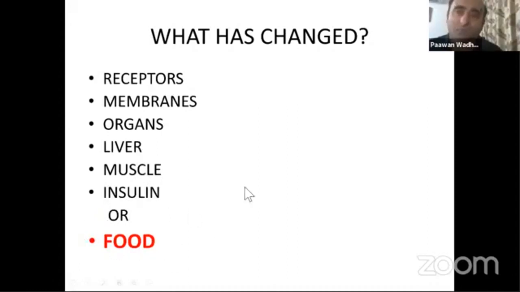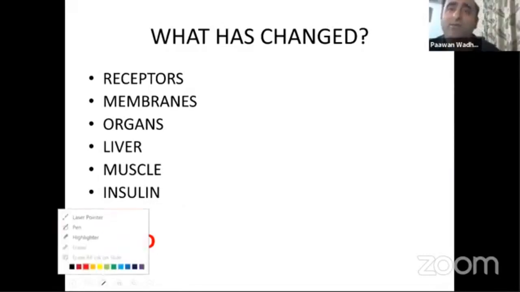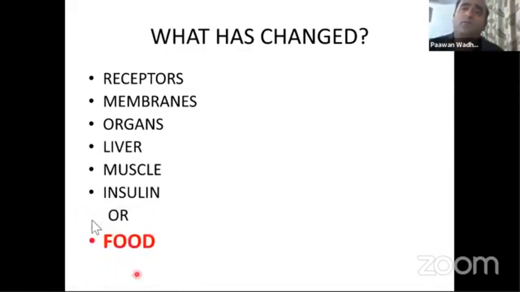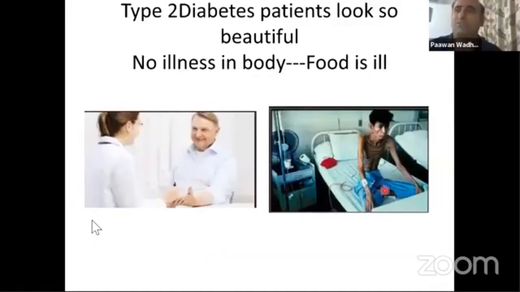Today we eat more industrial food, and before, what we were eating was natural food. Now look at this. This is a patient of some tuberculosis or some kind of cancer, and this is a diabetic patient. The type 2 diabetes patient looks so beautiful. If you are suffering from malaria, cancer, dengue shock syndrome or typhoid fever, you will have very dark circles on your face, you will become thin, and you will not have any appetite. But if they don't tell you that they have diabetes, you can't say they are ill. Why? Because actually there is no illness inside their body.